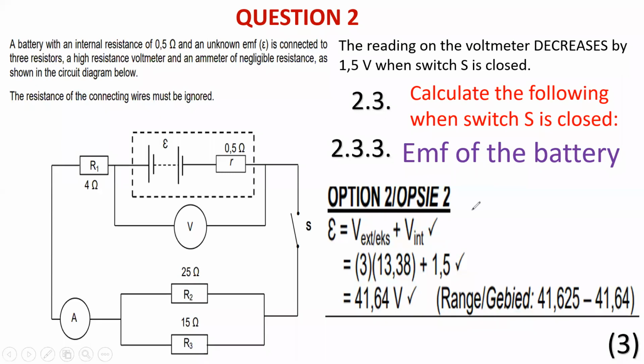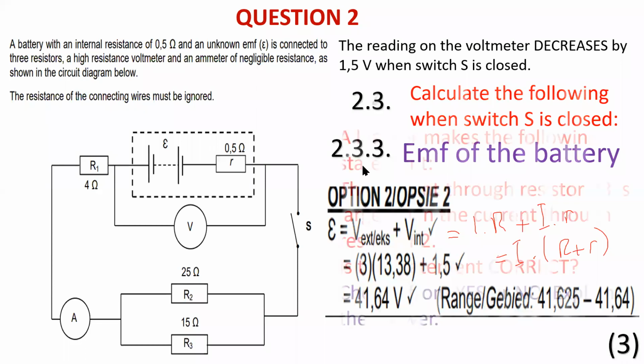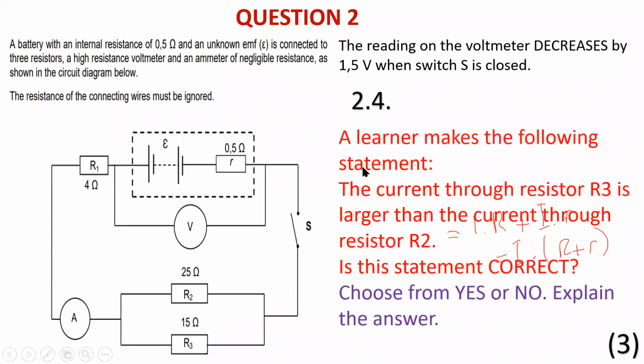As you see, what was the V external? V external is equal to I times R external, plus V internal is equal to I times small r. And then you can write I times (R plus small r). All right, as you see, the first option and second option are the same formula. So we can carry on with the next question, 2.4.